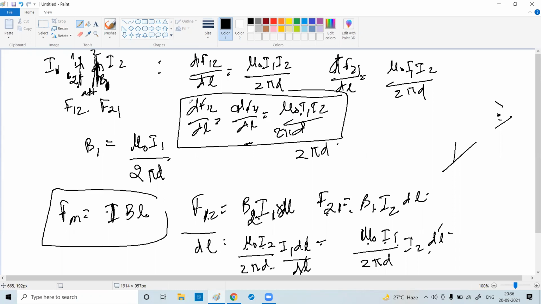That means the magnetic force per unit length is actually the same. But the only thing is that when two wires have currents in the same direction, they attract each other, and when the currents are in opposite directions, it will be repulsive. That means the direction is different, but the magnitude is the same. Did you understand, guys?